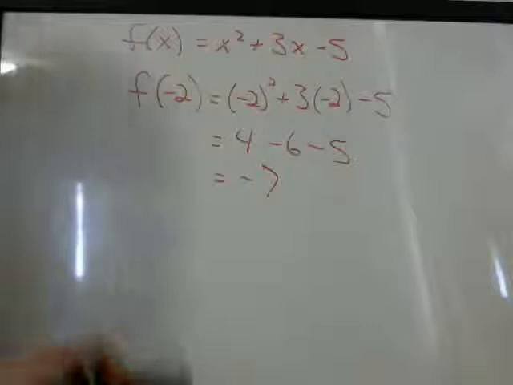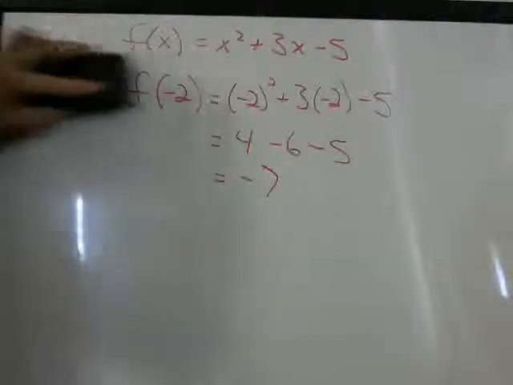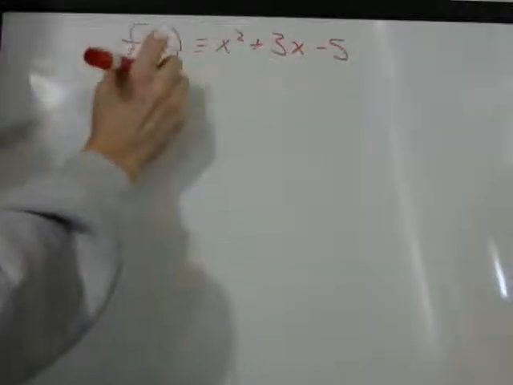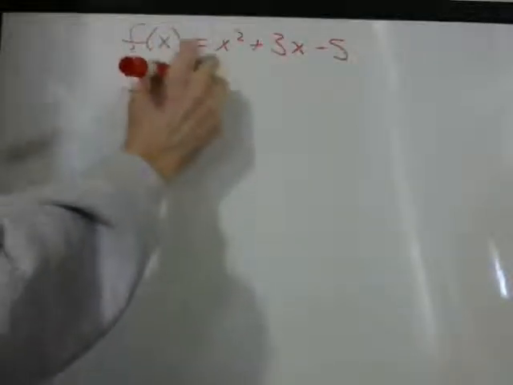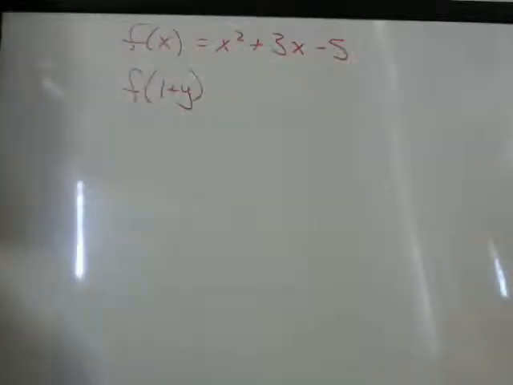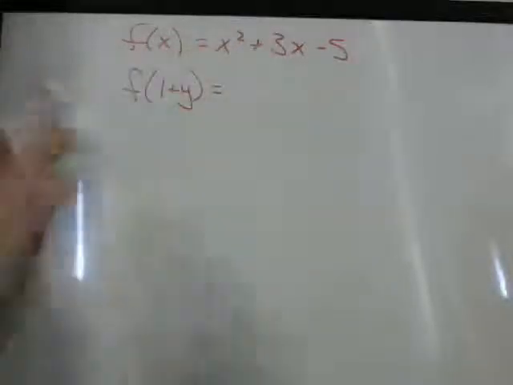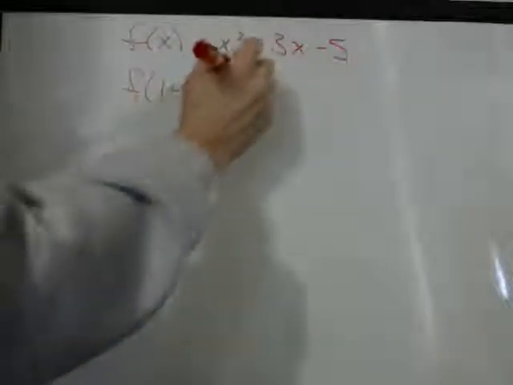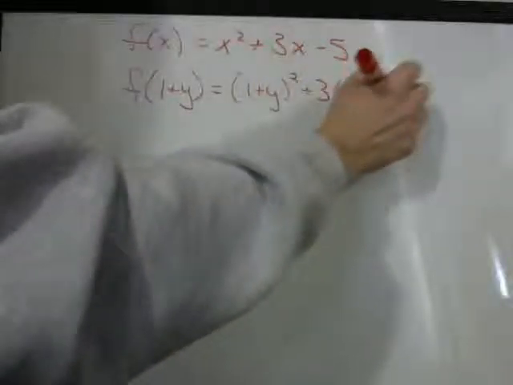Let me do one more thing. So this is really the kind of questions you're most likely to get. But just to show you, if you had f of, let's just say 1 plus y, you would replace every x with 1 plus y. So it's the same process. Just because this is more complicated, you still do the same thing. So it would be 1 plus y squared plus 3 times 1 plus y minus 5.